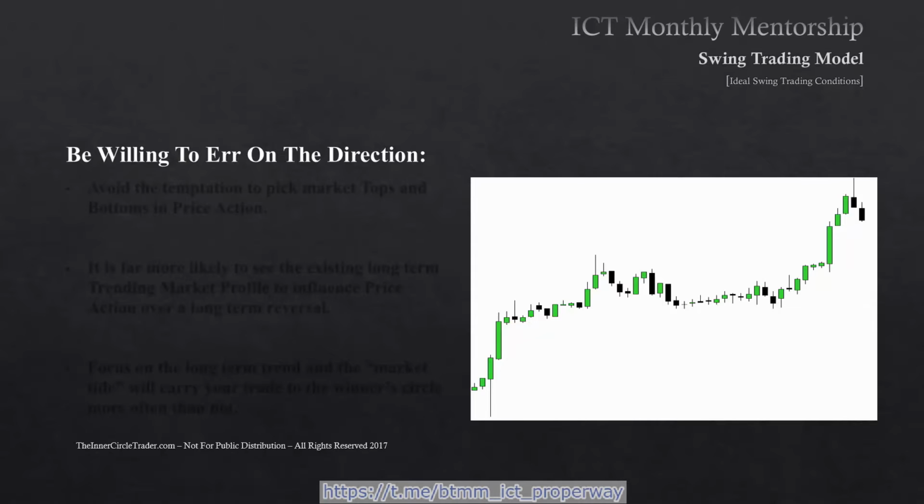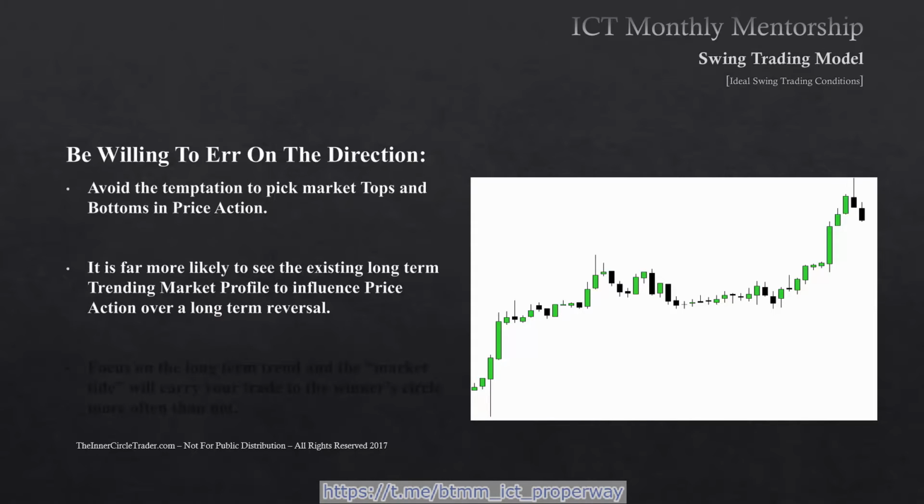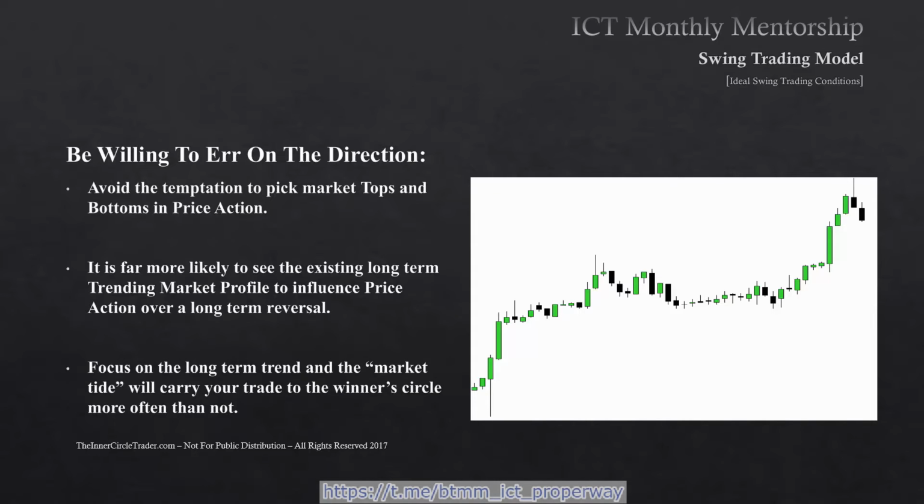Be willing to err on the direction. Avoid the temptation to pick market tops and bottoms in price action. It's far more likely to see the existing long-term trending market profile influence price action over a long-term reversal. Focus on the long-term trend, and the market tide will carry your trade to the winner's circle more often than not.